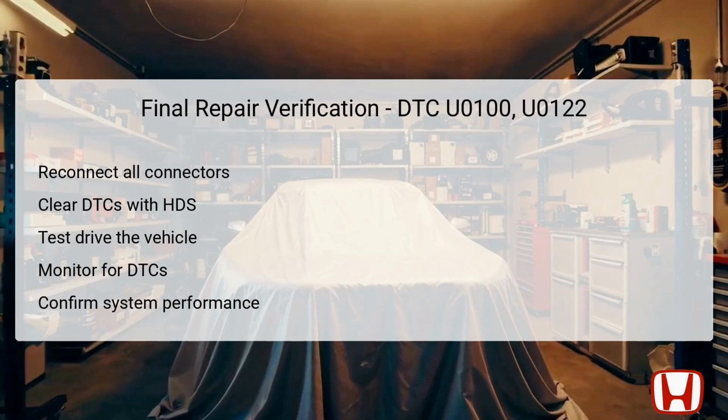It's essential to take the vehicle for a test drive, observing its performance and ensuring no DTCs reappear during operation. Keeping close attention to any warning lights or abnormal behavior is crucial during this validation step. Confirming that the systems are functioning correctly without triggering new error codes will ensure a successful repair. Proper documentation of the steps taken should be maintained for future reference.